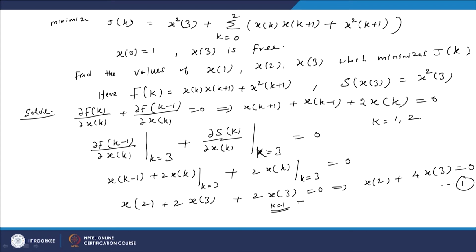First, k equal to 1 will imply x of 2 plus x of 0 plus 2 times x of 1 is equal to 0. This is one equation. When we put k equal to 2 here, x of 3 plus x of 1 plus 2 times x of 2 equal to 0.